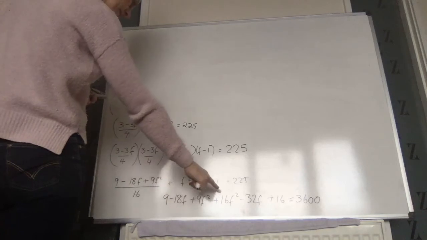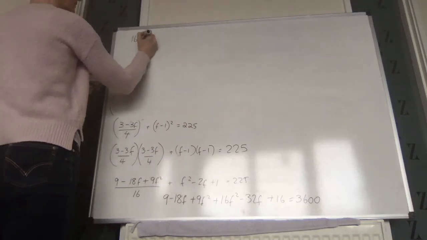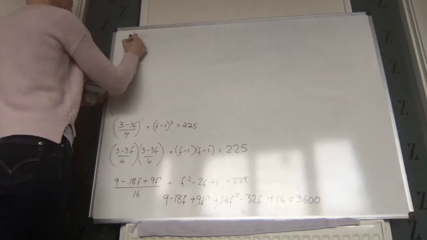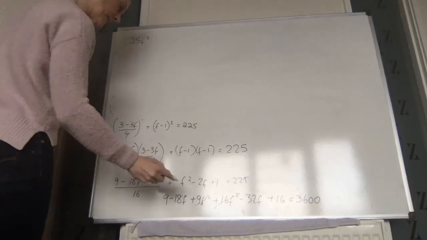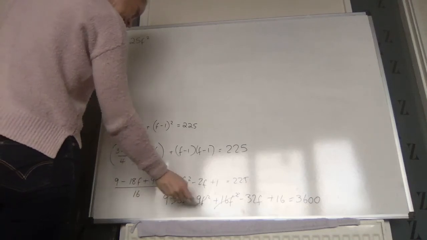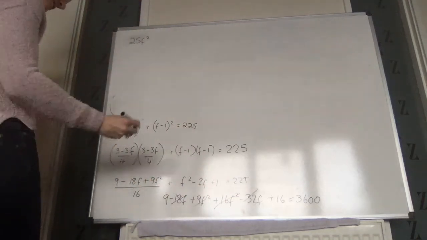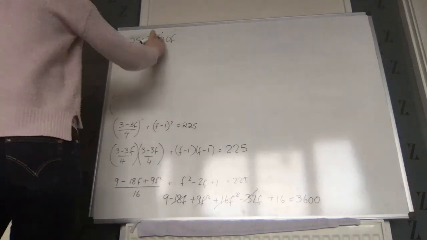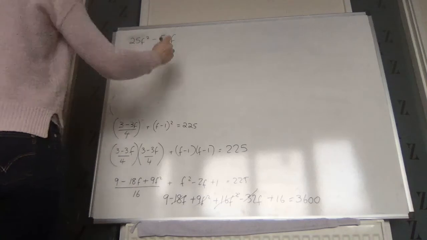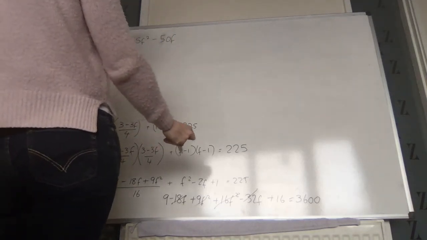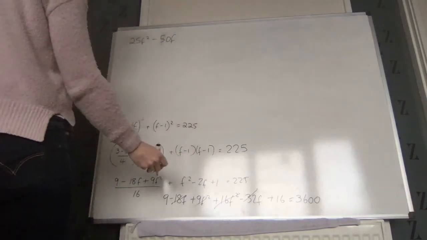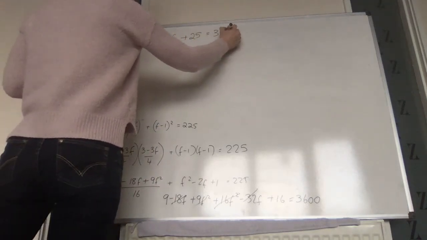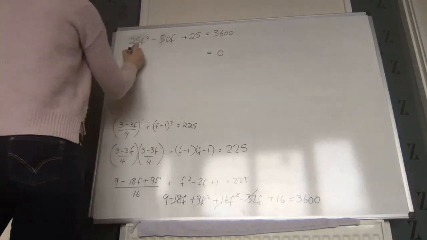Let's tidy that up. So we have 16f squared plus 9f squared, so 25f squared, minus 18f and minus 32f is minus 50f, apologies, minus 50f. We have a 9 and a 16, so that's a plus 25. Plus 25 equals 3600. Subtract the 3600.